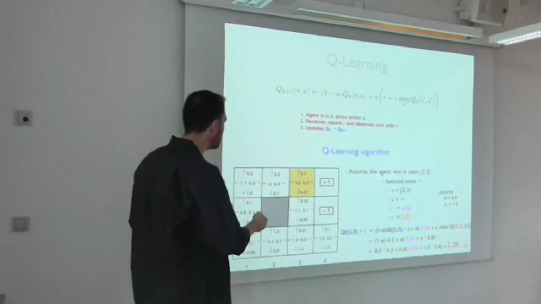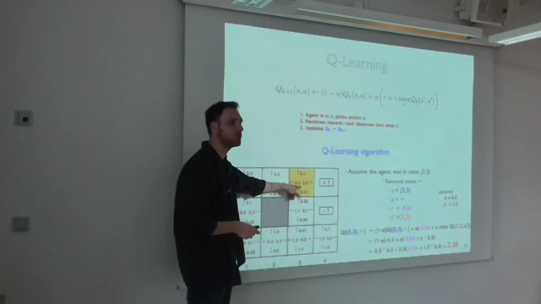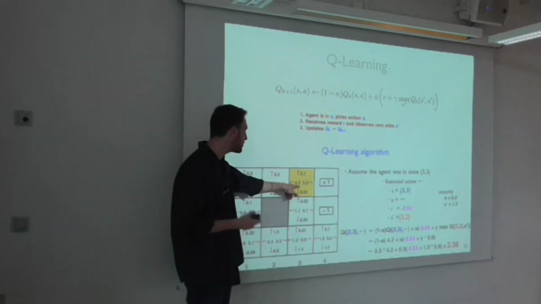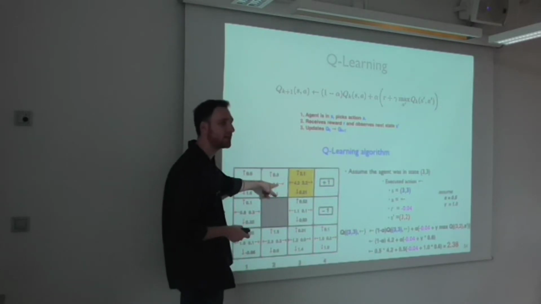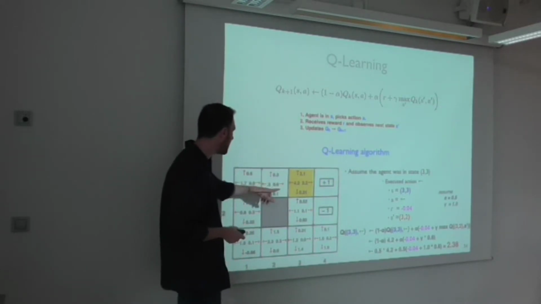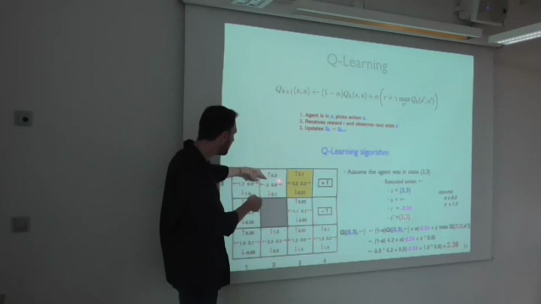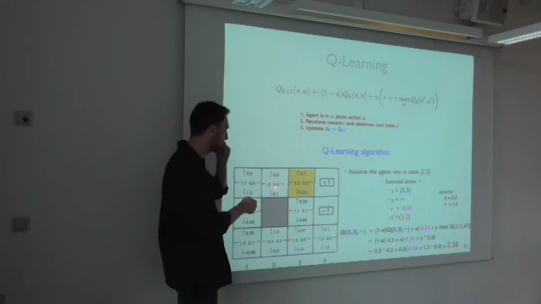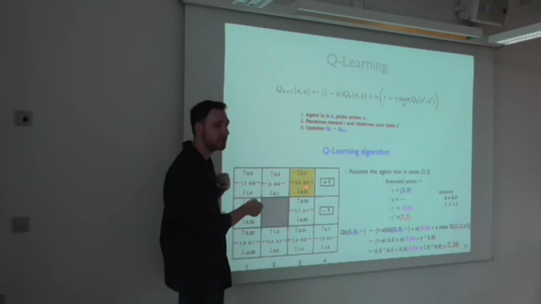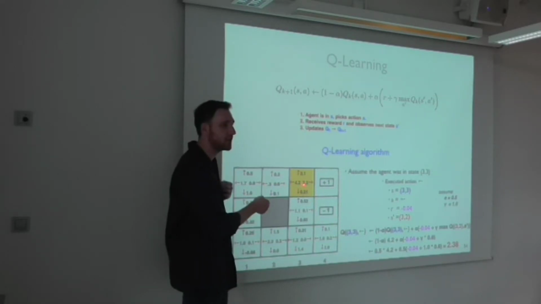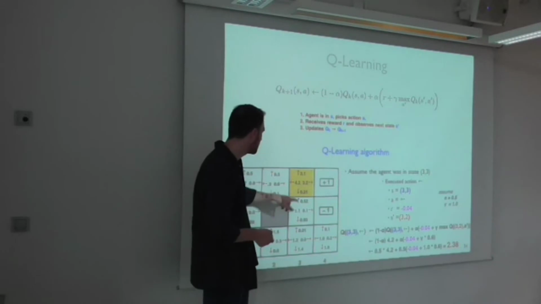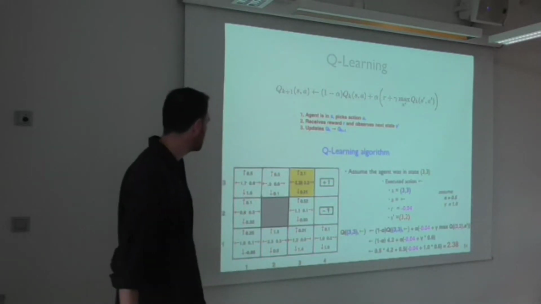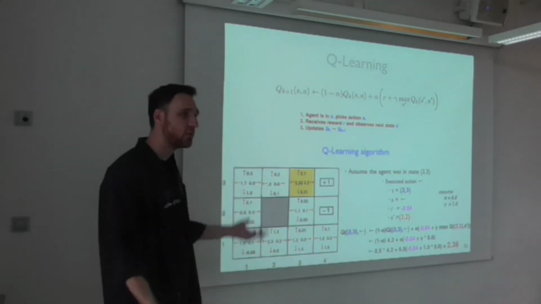Exactly. Because you expected that you would get 4.2 total. But then what actually happened? You were penalized by minus 0.4, and you ended up in a state where the best thing that you think would happen was getting 0.6. So that's way less than 4.2. So you have to lower this expectation. You have too high expectations here. So you're going to replace this with 2.38. That's one step of Q learning.